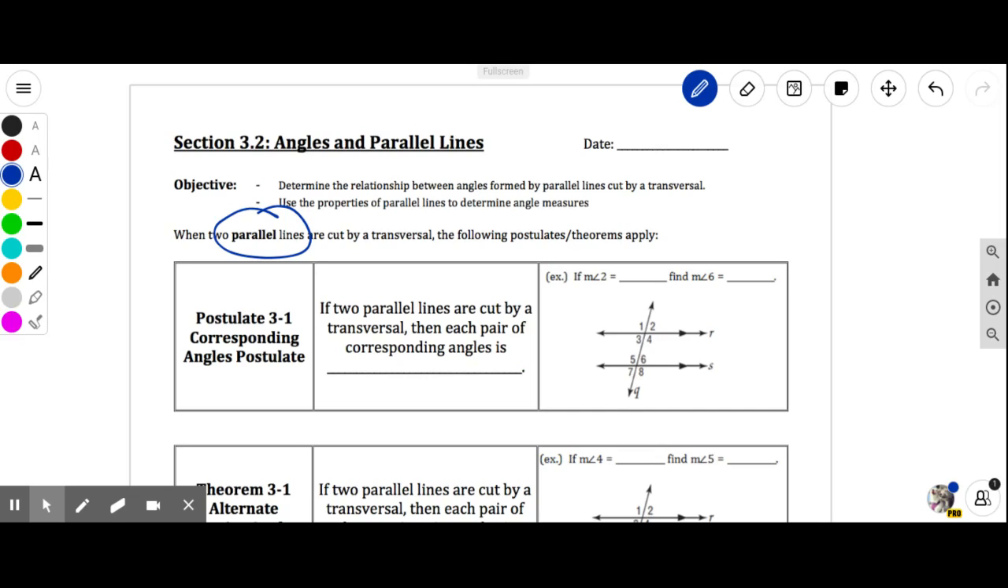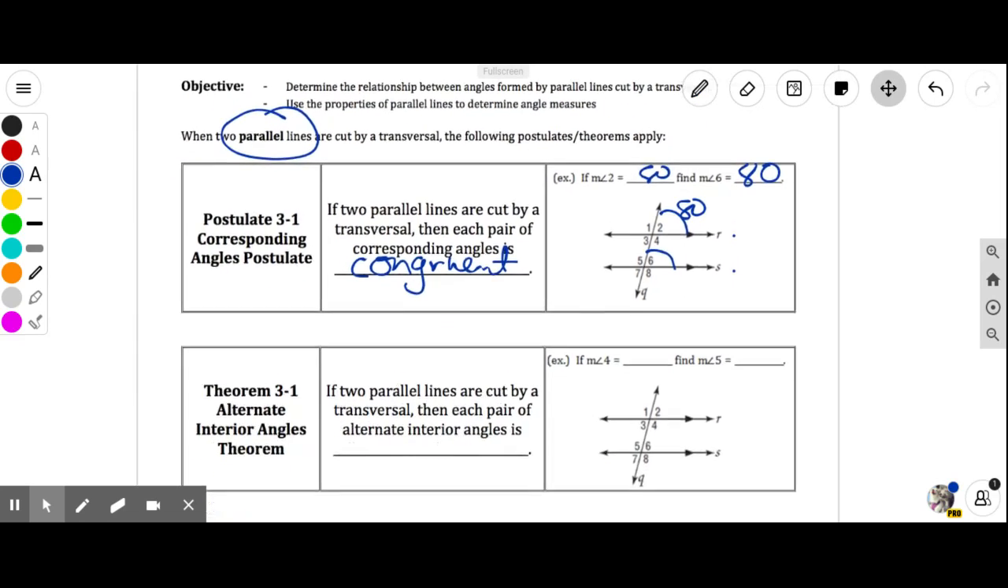These relationships, again, are only true when the lines are parallel. The first one is called the corresponding angles postulate. It says if two parallel lines are cut by a transversal, then each pair of corresponding angles is congruent. So when you have parallel lines, corresponding angles are equal. For example, if the measure of angle 2 was 80 degrees, then the measure of angle 6, which is corresponding to 2, would also be 80 degrees. That's the corresponding angles postulate. Angle 6 would be 80 because these parallel lines R and S are cut by the transversal, and 2 and 6 are corresponding angles. So that's the first one.